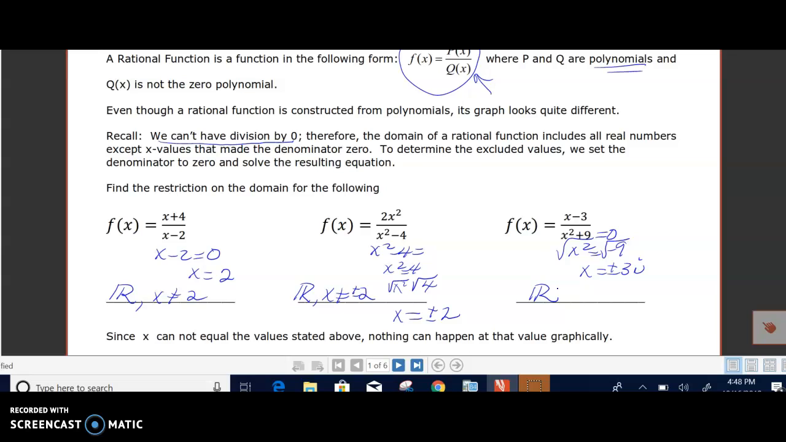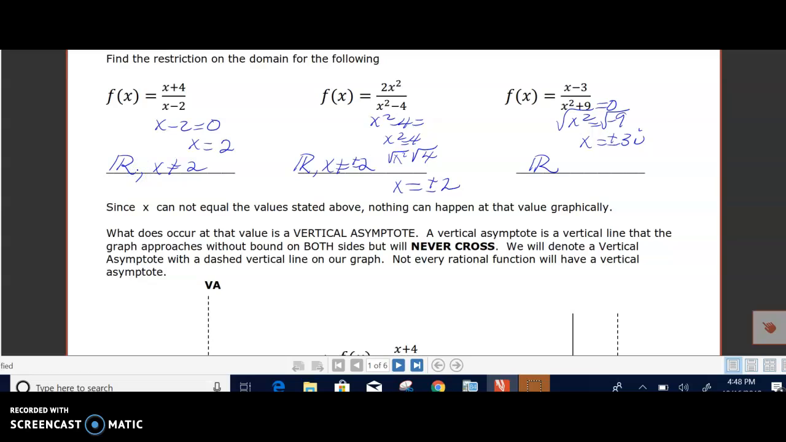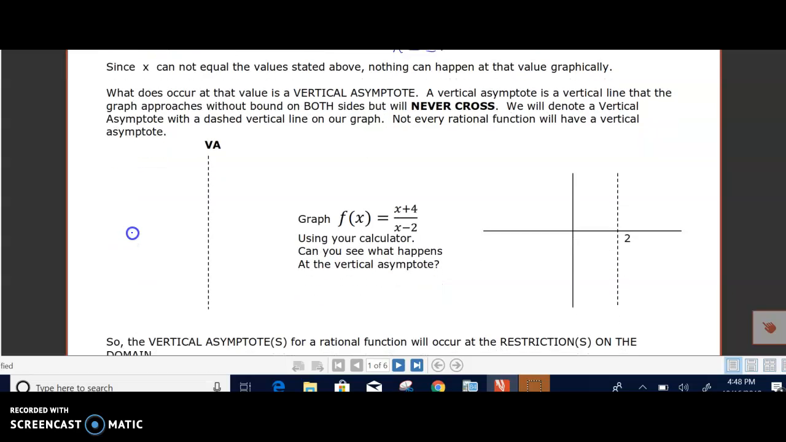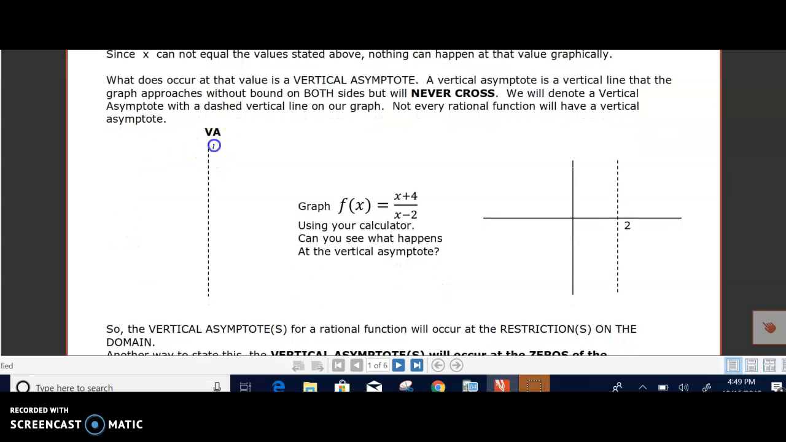Now the interesting thing is the values you found for the domain restrictions on these problems, those restrictions are also where our vertical asymptotes occur. So x cannot equal those values. At those values, we have what we call a vertical asymptote, which is drawn on your graph as a vertical line. As you see here, vertical asymptotes are drawn as vertical lines. Your graph cannot touch or cross over that vertical line because that's where the denominator is 0. So when we start graphing our functions and it has asymptotes, we need to mark those asymptotes as a dotted line and never cross over it.